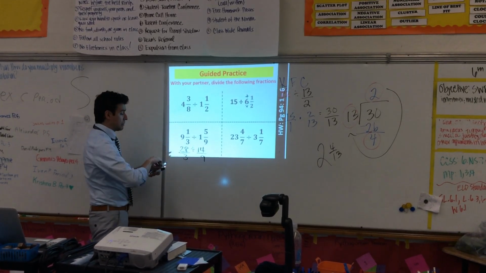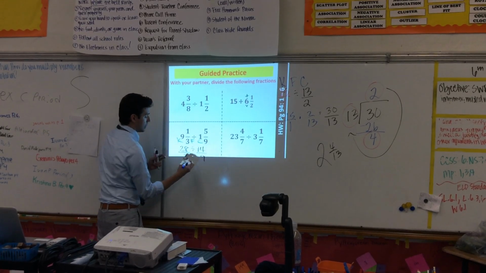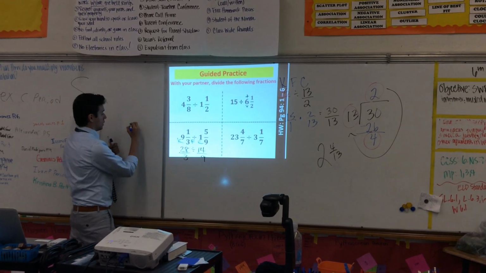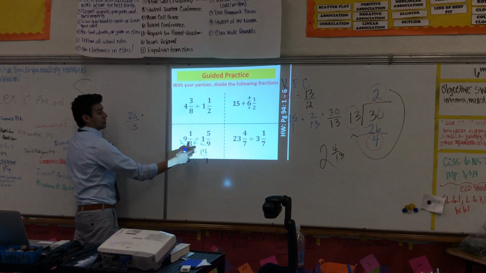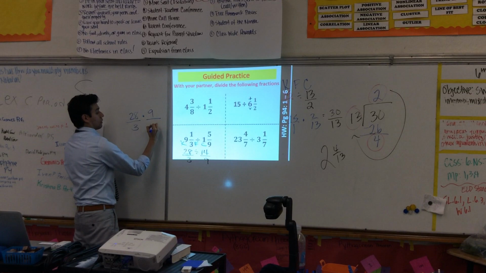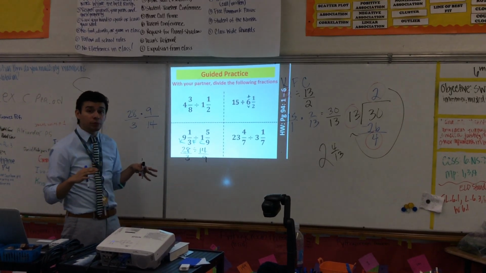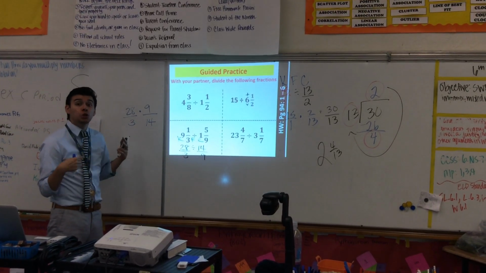Then we go KFC method. Let me write it right here. Keep the first one, change it to multiplication, reciprocal the second one. Okay? Beautiful. You have big numbers, but the best part about this problem is you could reduce.